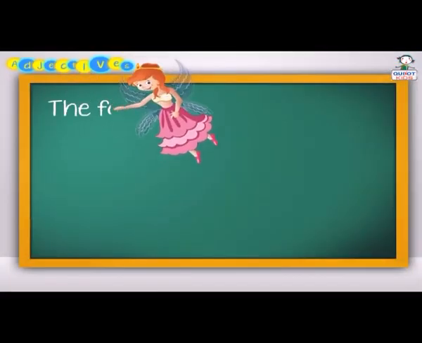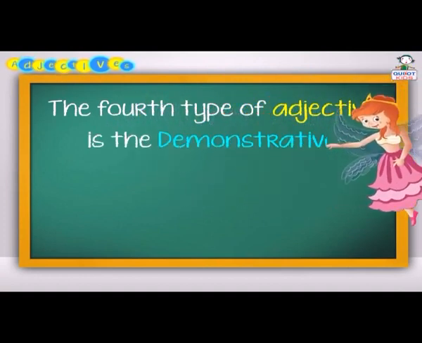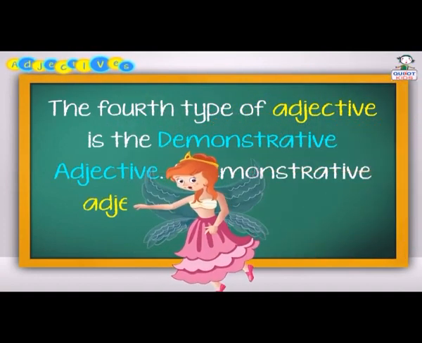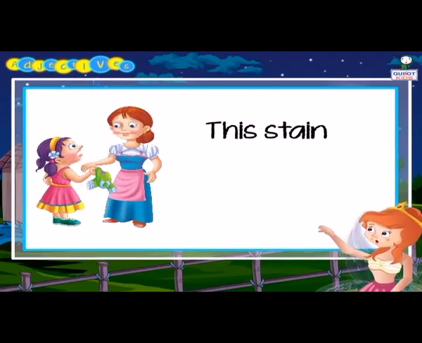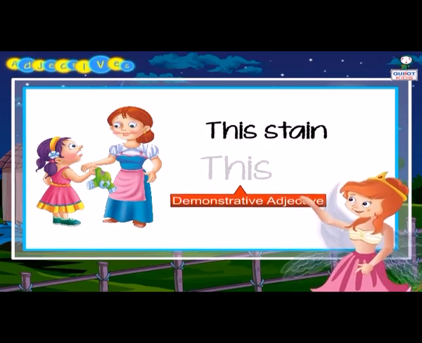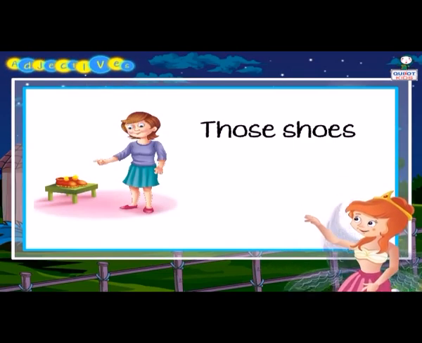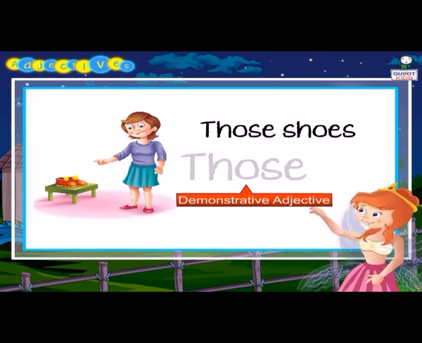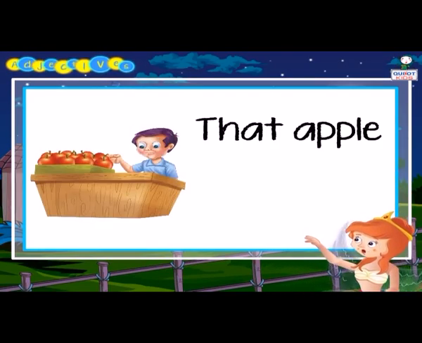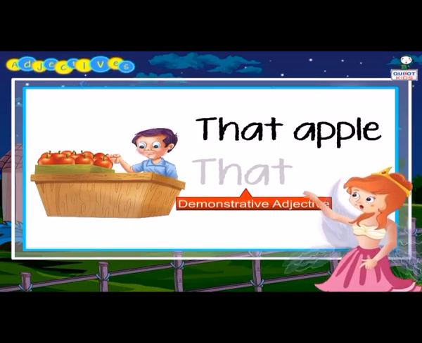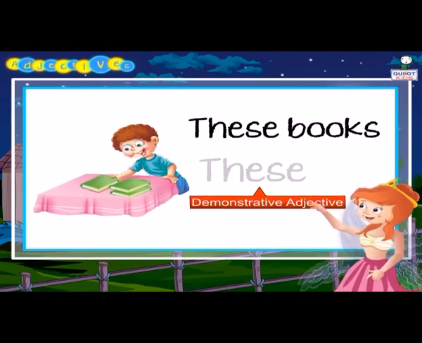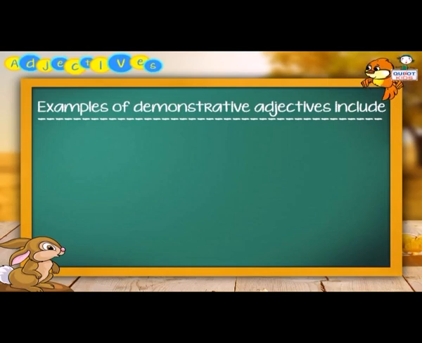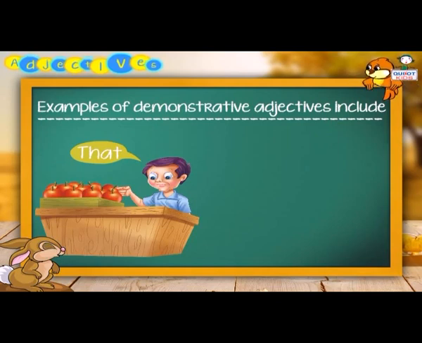Welcome, friends. The fourth type of adjective is the demonstrative adjective. A demonstrative adjective answers the question, which? This stain. This is demonstrative adjective. Those shoes. Those is demonstrative adjective. That apple. That is demonstrative adjective. These books. These is demonstrative adjective. Examples of demonstrative adjectives include this, those, that, and these.